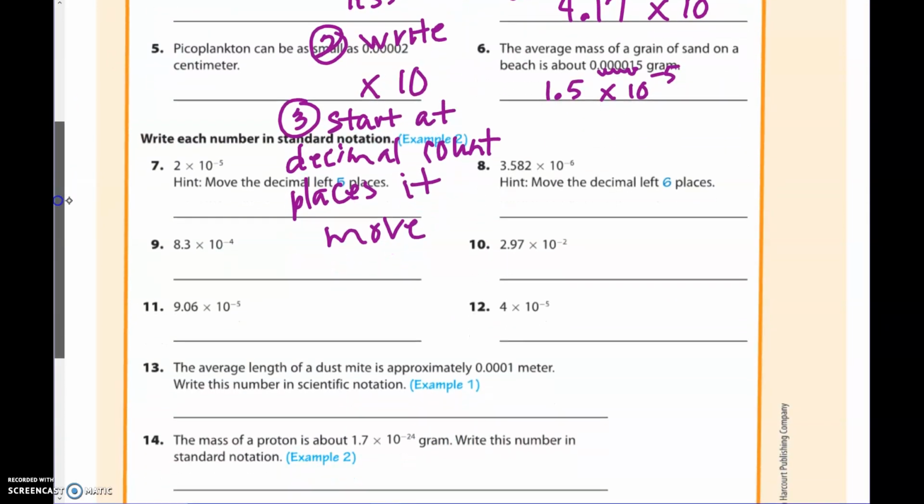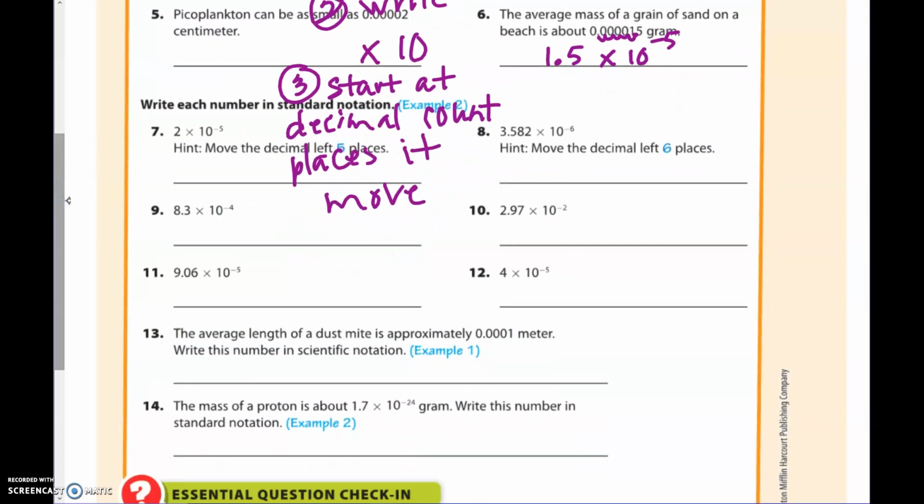All right, number 8, now we're going to start the other way. So we are in scientific notation, so we just want to move that decimal how many places? Well, that number right there is a negative 6. So I'm going to move it left 6. Why? Because negative means small number. So I get smaller on my number line by going left.